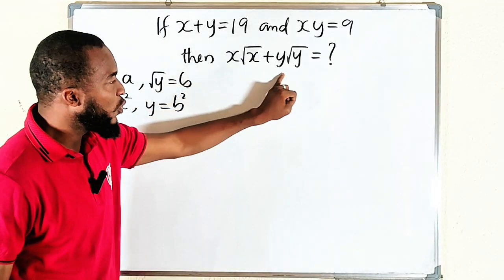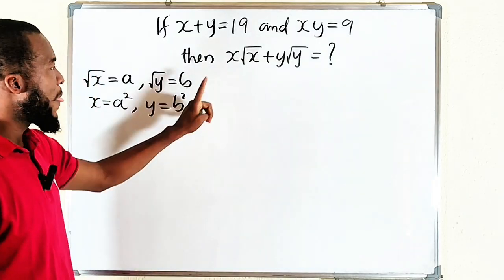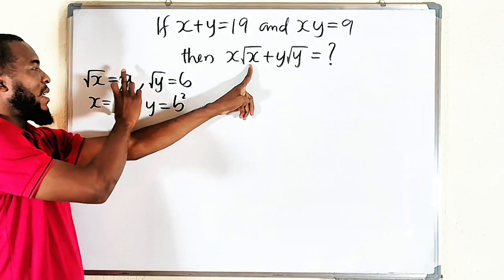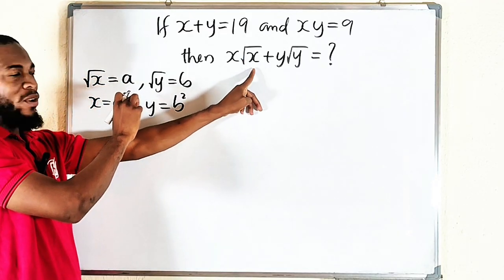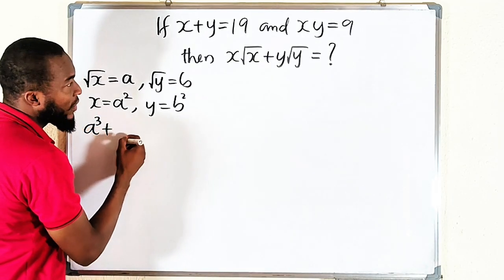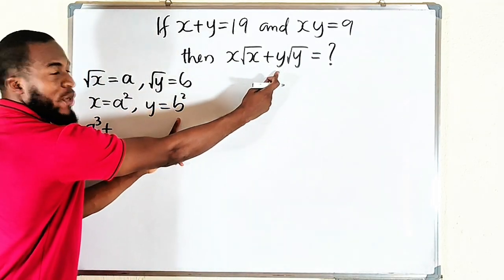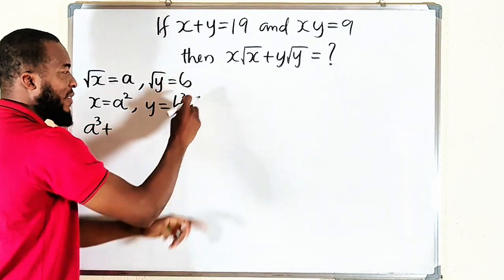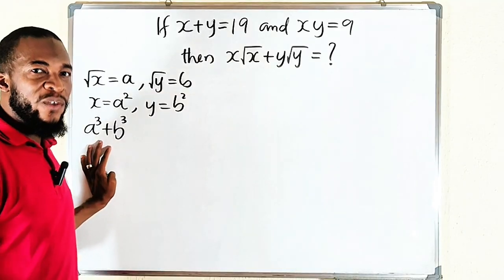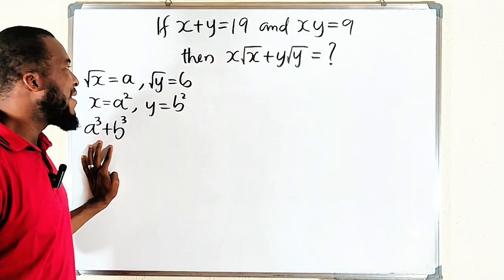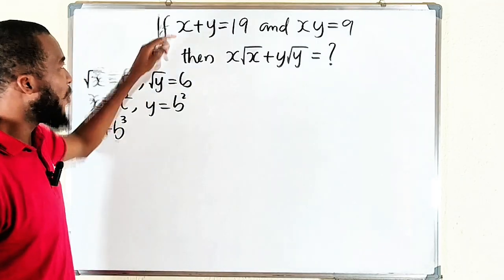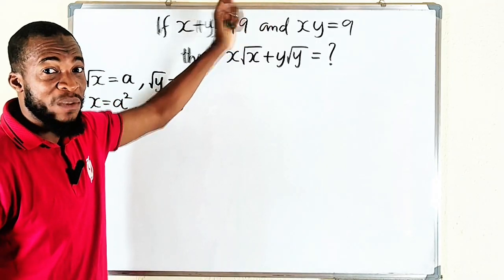So now what will be our expression in terms of a and b? Remember, x is now a squared, and the square root of x is a. If you multiply them, because this is multiplication, this will give us a cubed. Plus, y is b squared, and the square root of y is b. Multiply them, you get b cubed. So evaluating a cubed plus b cubed is equivalent to evaluating the whole of this, because we have made a substitution. Eventually we are going to change x and y in terms of a and b again.